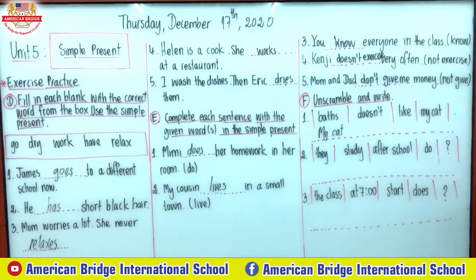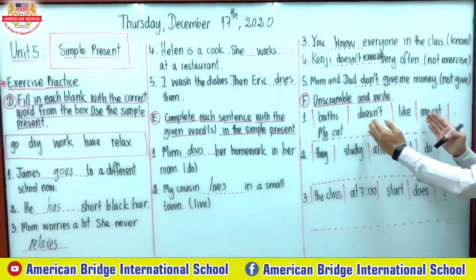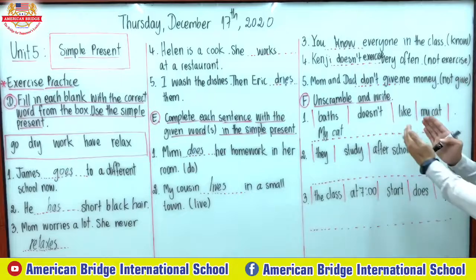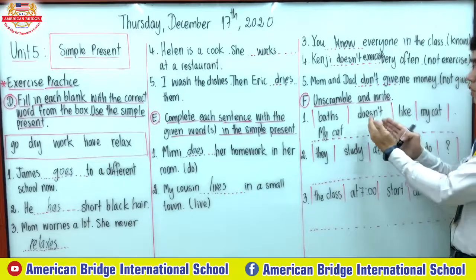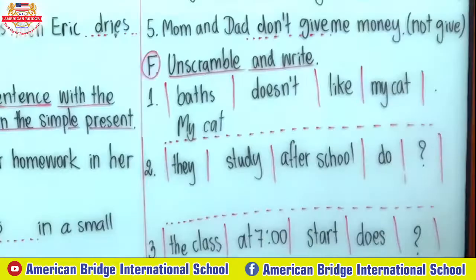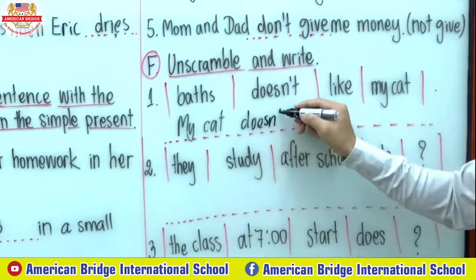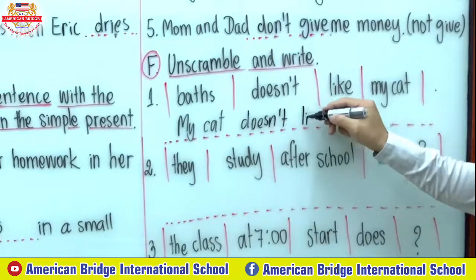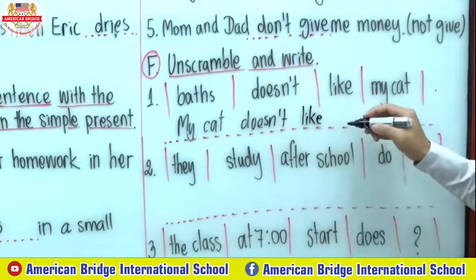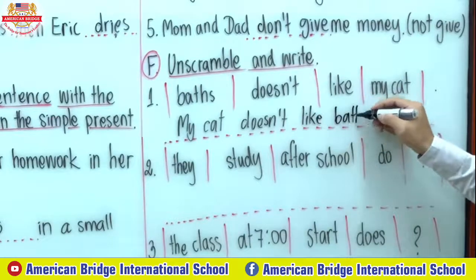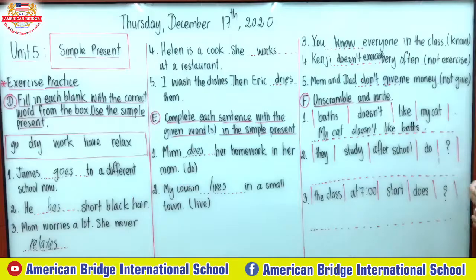So let's find out, is it in the negative form or positive form? So in this sentence, it is a negative form, as we can see the words does not, right? So my cat does not like. Like is the verb, does not like bus. Okay, right.